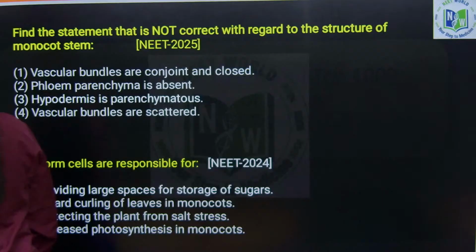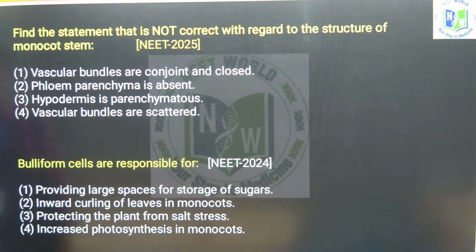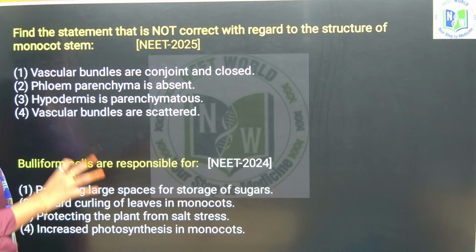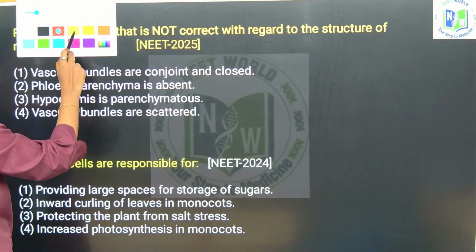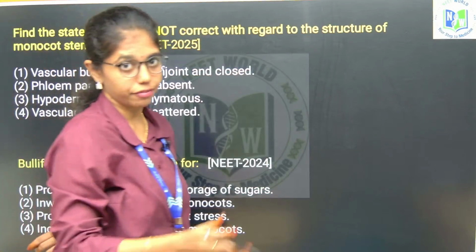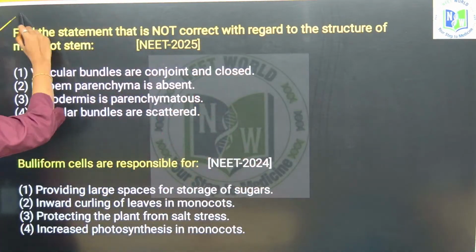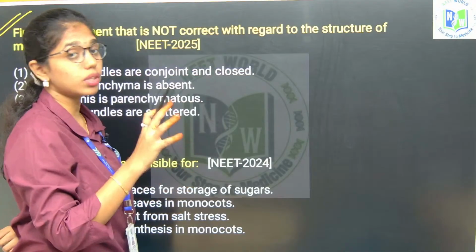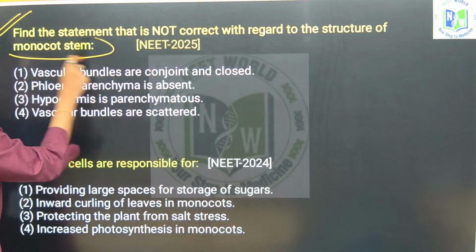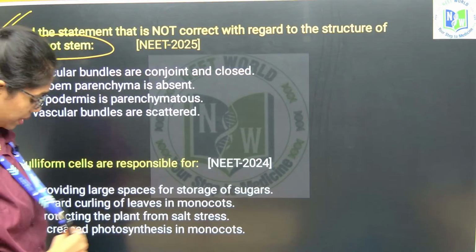First, NEET 2025 question, wherein the question is about monocot stem. Most of the questions are from the clear differentiations between monocot and dicot root, stem and leaf. So here, if you look into the first question, find the statement that is not correct with regard to the structure of monocot stem.